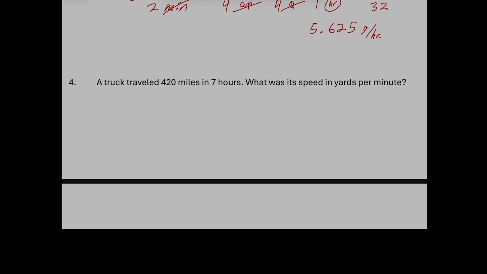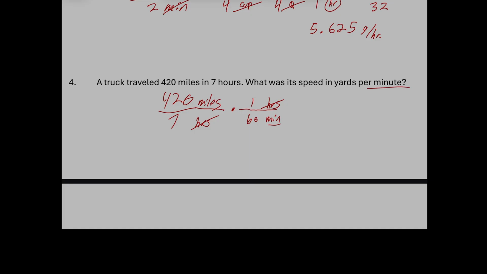Okay, so let's go to a truck traveled for 420 miles in 7 hours. Now I'm going to put my miles and I'm going to put my hours right here. What was its speed in yards per minute? I always like to do the time first because it's usually a little bit easier. So if I have my hours here and I want to get the minutes, I can do that. 60 minutes in 1 hour. And by doing that, I can cross out my hours. And now I have it in minutes, which is what I want.